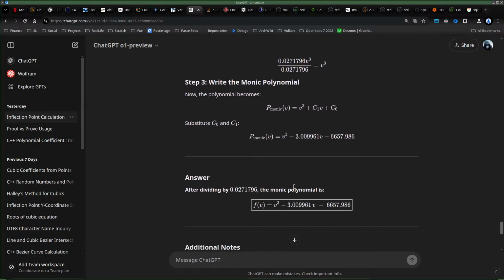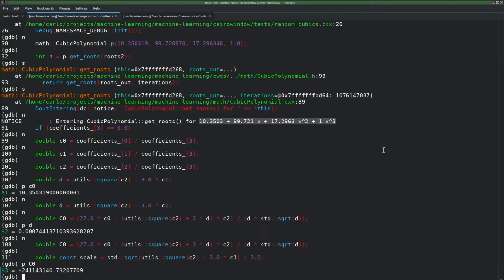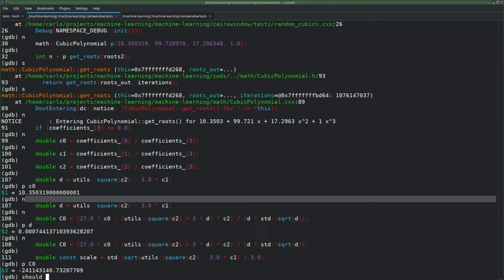Now, as you can see, this should have been minus 3. So we get v to the power 3 minus 3 times v minus some constant. This is my C0. So, well, plus or minus 1% apparently, but 6658, say. Not this. So I'm going to type in, it should have been 6658.